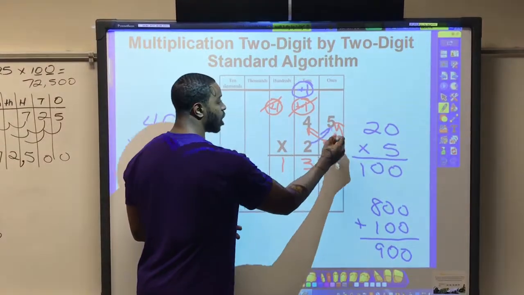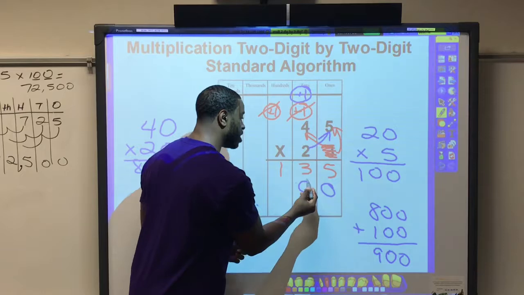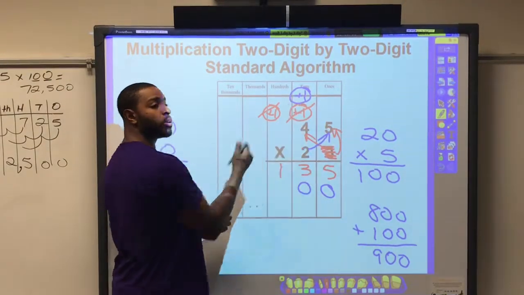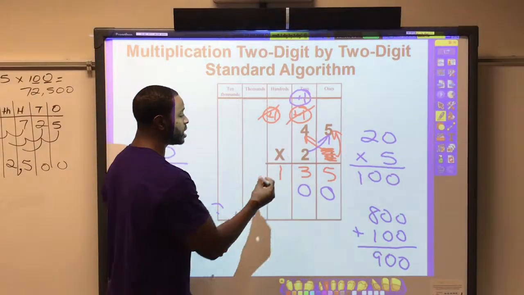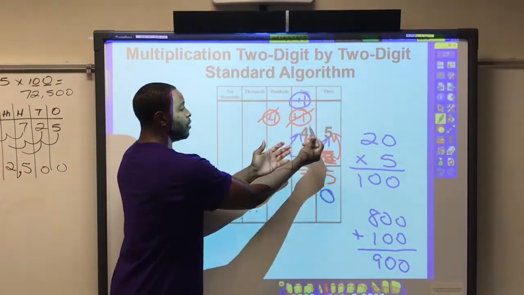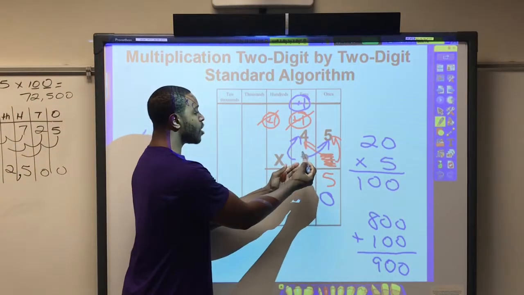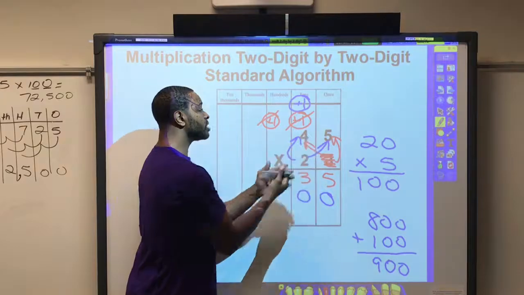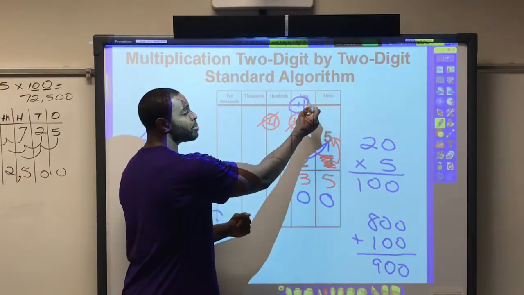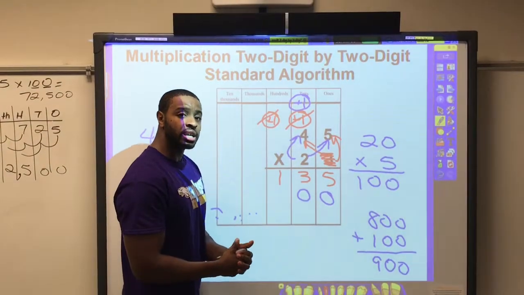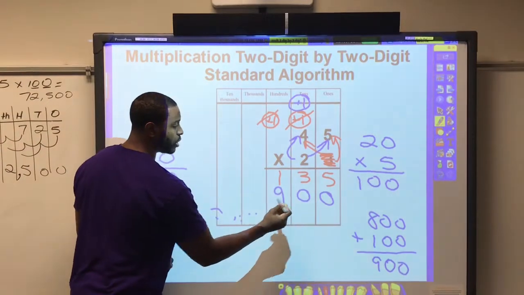So again, we just solved 2 tens times 5, which equals 10 tens. We only had enough room for our 0, and I regrouped the 1 to the next place value. Well, the next problem that we need to do is 40 times 20, just like we did over here. Okay? So we have 2 tens times 4 tens, which we know equals 8 tens. But we can't forget about that 1 ten up top, and that is 9 tens. Okay? So we come over here and write that there.